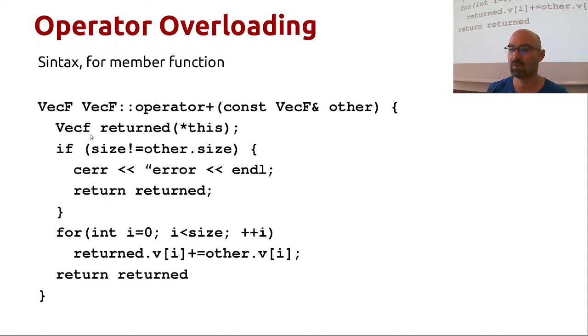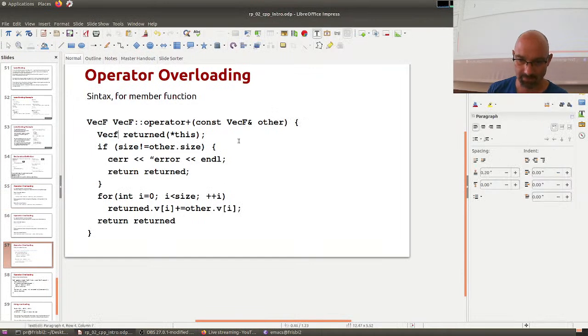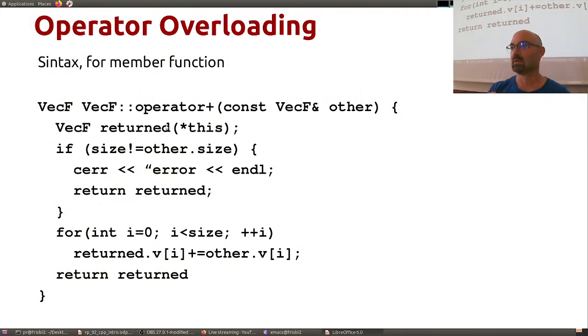Vec f returned. Vec f, this should be capital. Returned this, no? And in return, I have a copy of myself. Then, if the size is different, in order to perform the vector addition, I have to ensure that the sizes are the same. Given that everything is at runtime in this case, I'd rather do the check. So if size is different from the other size, throw an error, right? And then you return. Or you could also just abort the system, burn the computer, do something. Okay?